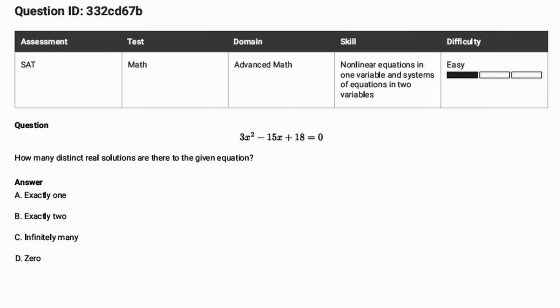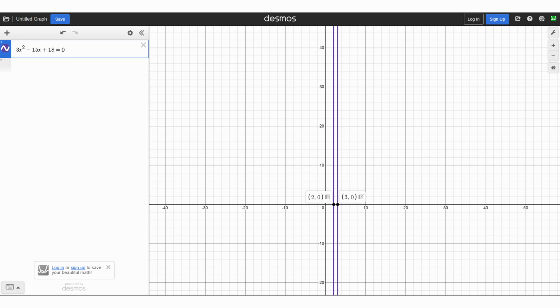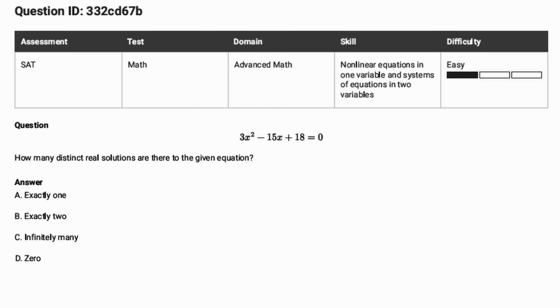3x squared minus 15x plus 18 equals 0. So this question's asking how many real solutions there are to the given equation. As you can see, this formula shows up, the ax squared plus bx plus c. To solve this question though, you can literally just throw the equation into Desmos, which is what I'm doing right here. And you'll see that we have two solutions. And so B is our correct answer. Literally, all you have to do for this one is just Desmos it. Pretty much the easy questions for quadratics, just throw them into Desmos. It'll give you the answer.